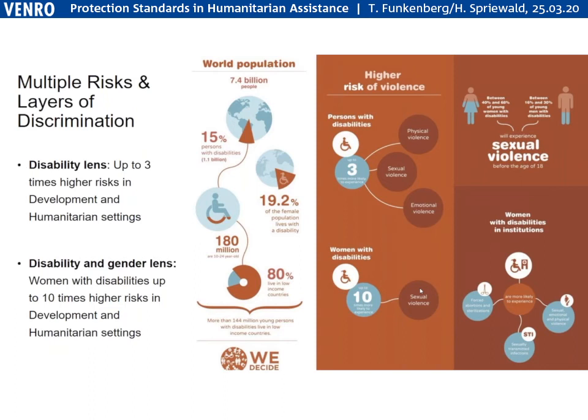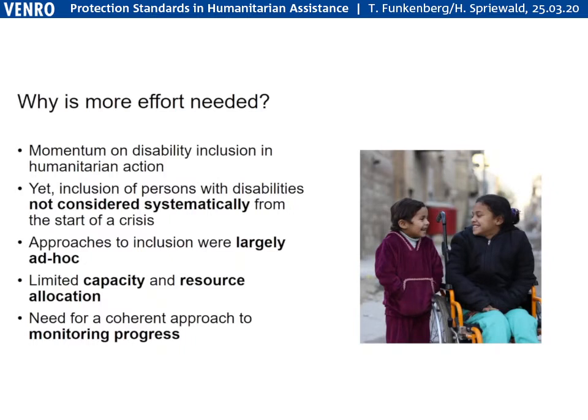So we see that we have to look at the whole spectrum and make protection assessments inclusive of persons with disabilities. But we've seen that until now, this is not systematically considered and systematically included in a humanitarian response. These approaches are usually still ad hoc. And as well, we see that we have limited capacity and resource allocations towards disability mainstreaming in humanitarian action. So we need a coherent approach to implementation and also to monitoring.